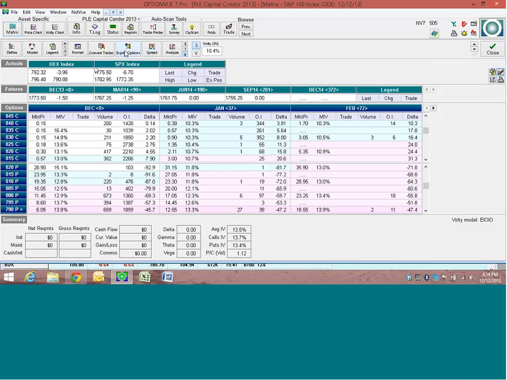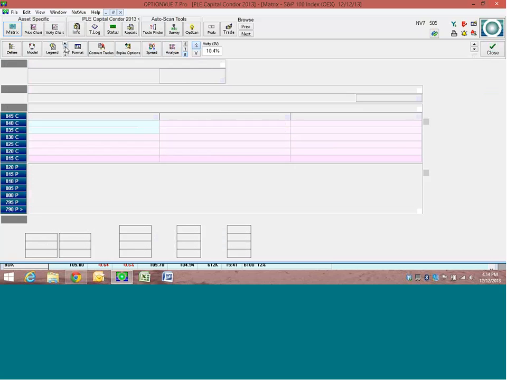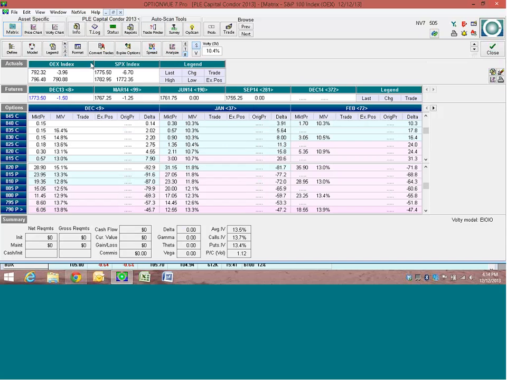Let me go back and reset this thing. Okay. And again, you guys know these tabs. You can set these and format them any way you like. This is just how I have mine. I like to see the market price. I like to see the vols. There's obviously a trade, the existing position. I always like to see the original price just to compare it, and then the delta is important too. But you can customize this any way you like.